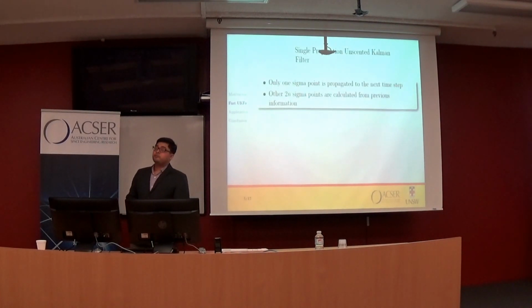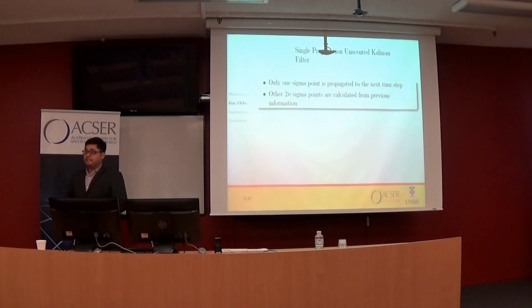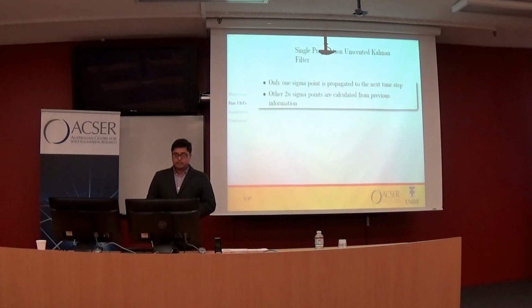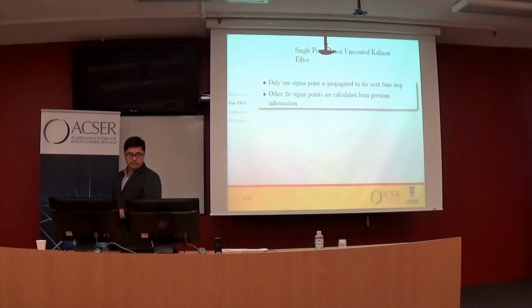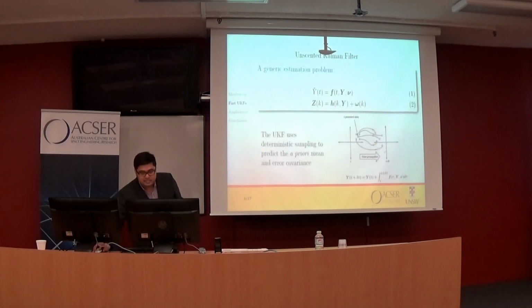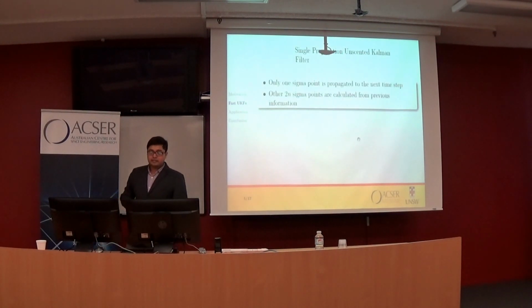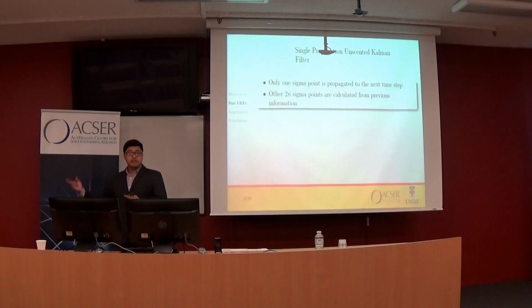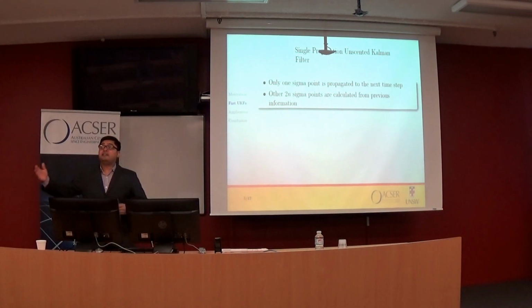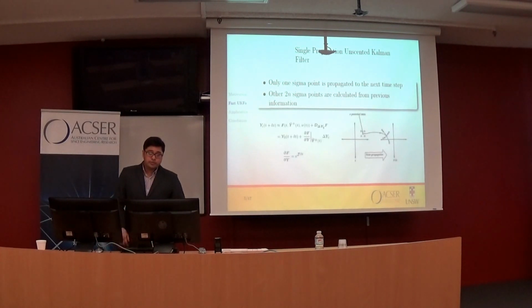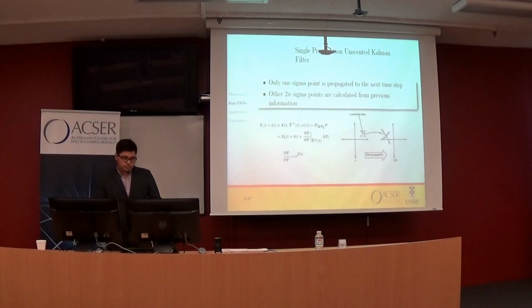So for reducing this time, we are proposing a new filter called the single propagation Unscented Kalman filter, where only one sigma point is propagated; these points are called sigma points. We can approximate this by propagating only one sigma point to the next step and creating the other 2n sigma points by Taylor series approximation. We can use a first order Taylor series approximation.